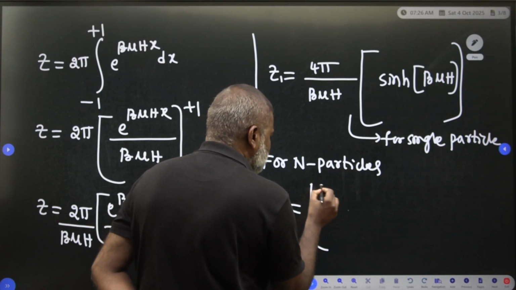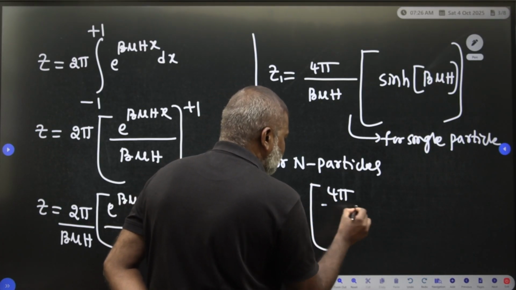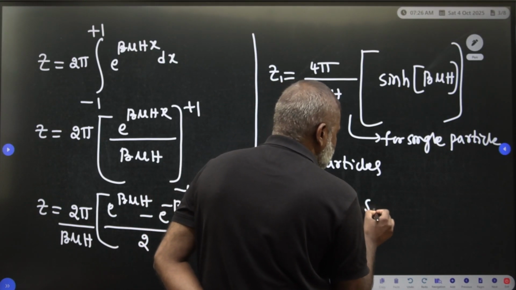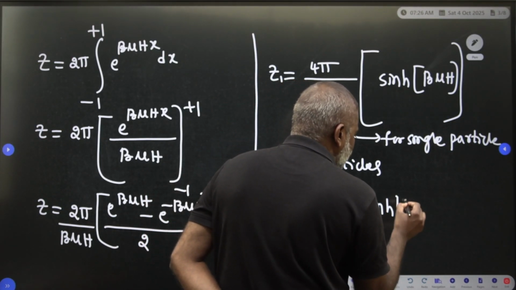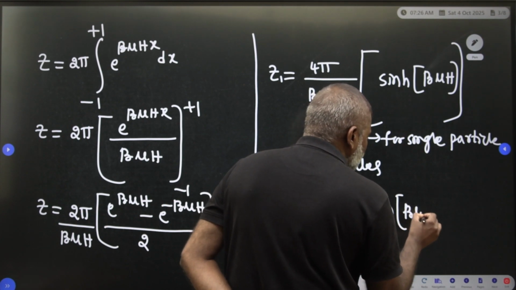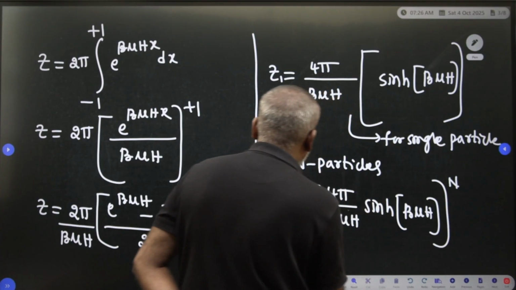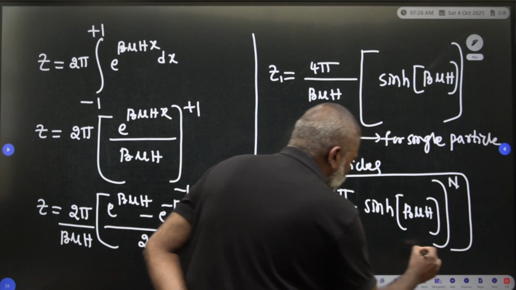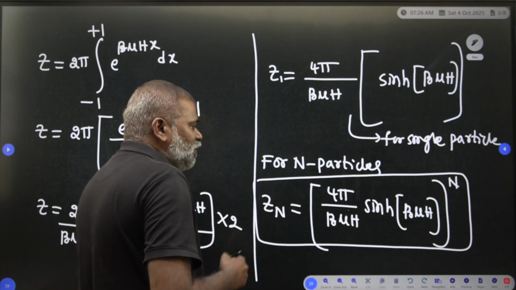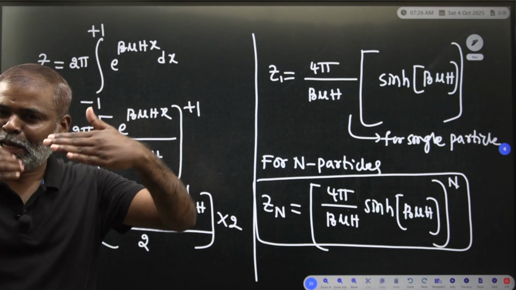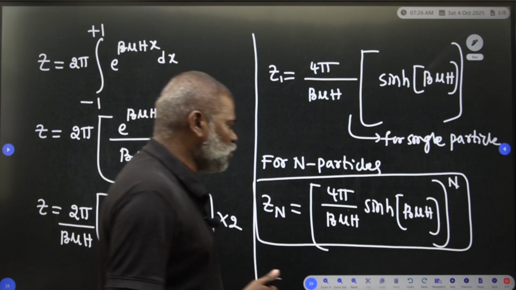So what is the partition function? Z = (4π / βμH × sinh(βμH))^N. This is the partition function. After calculating this partition function, our ultimate goal is to calculate the magnetization for the spin.